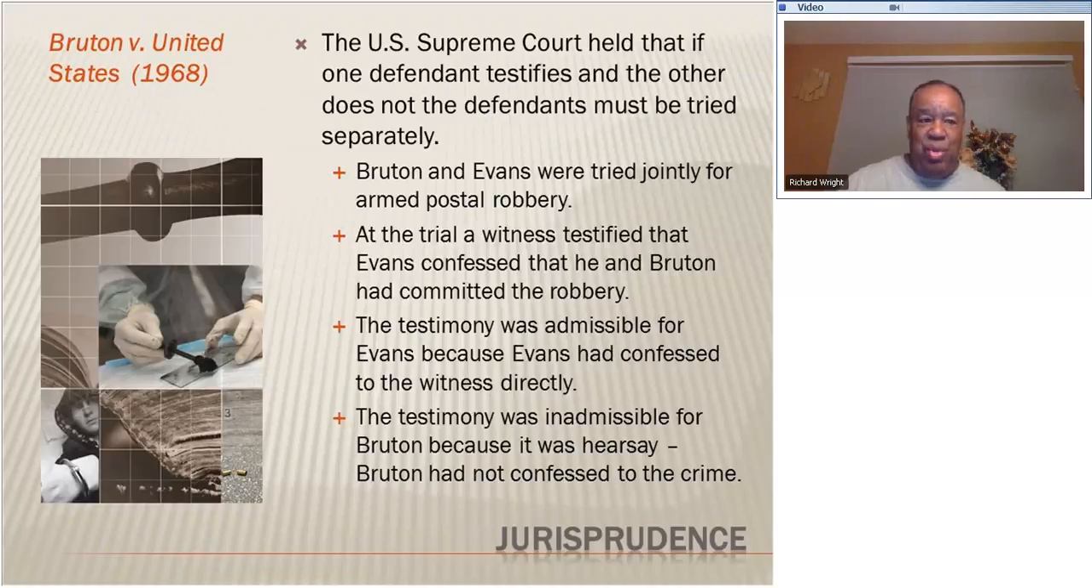And this is what I call the Bruton motion. That's why I called it that. It's named after this case, in which the Supreme Court held that if one defendant testifies and the other does not, defendants must be tried separately.